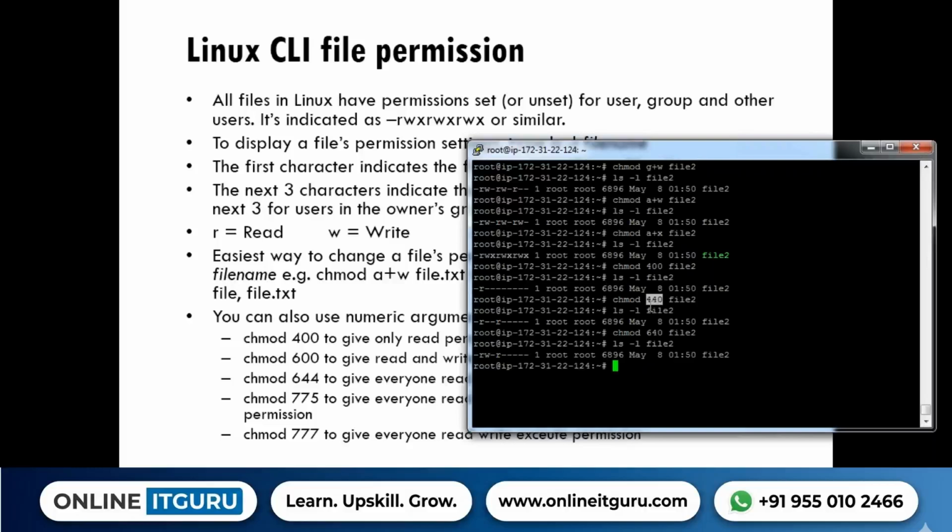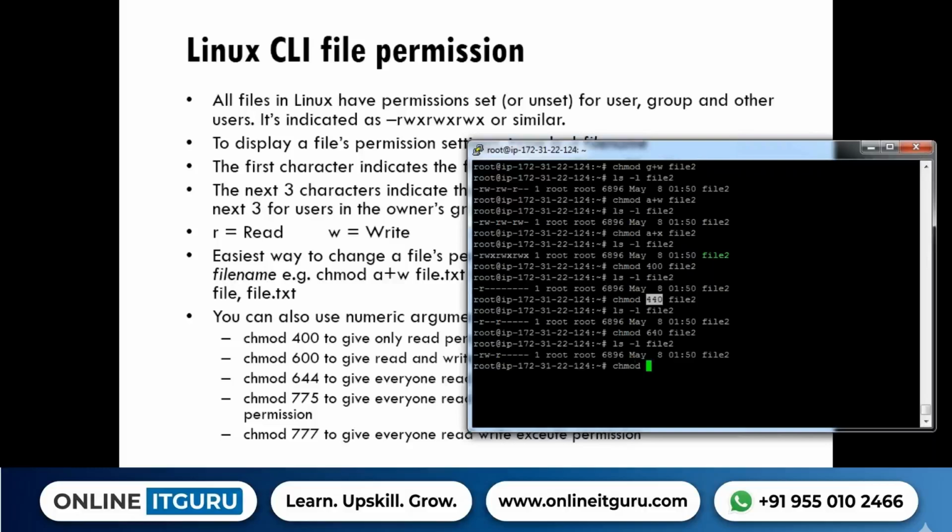So you need to divide. For example, if you see the file permission 644, the 6 means 4 plus 2. You need to divide it in this way: 4 plus 2, meaning read and write permissions, will be available for the owner of this file. And the next 4 means the group and others will get only read permission on that file. And the next one, 775. You need to divide: 7 means 4 plus 2 plus 1. That means the owner of the file will get read, write and execution access.